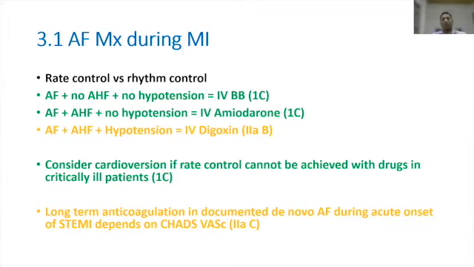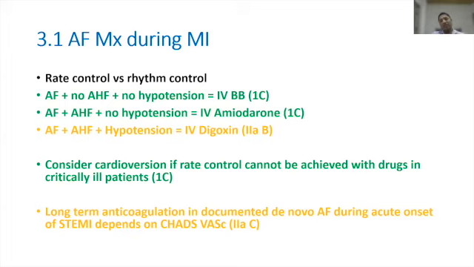So what is the management? Here you can see the green colors indicate level 1 indication, yellow ones are level 2. So that's the reason I got to mention the clear things. We are adapting the rate control strategy in AF management during MI, because even if you use the rhythm control or shock, there's a higher chance it may revert back to AF. That's the reason we are targeting only on rate control in the initial part of the management.